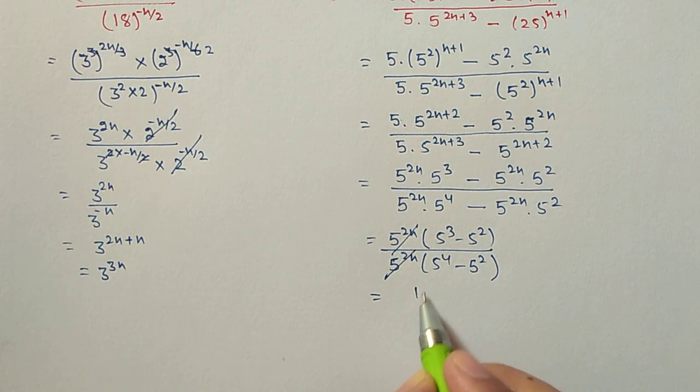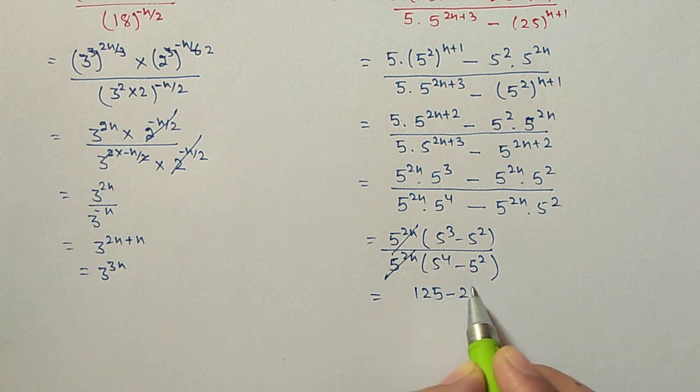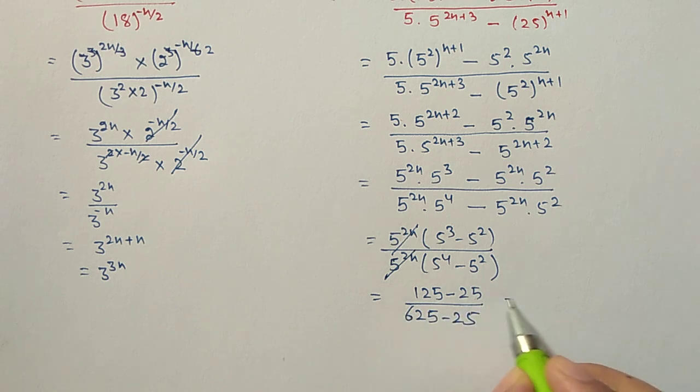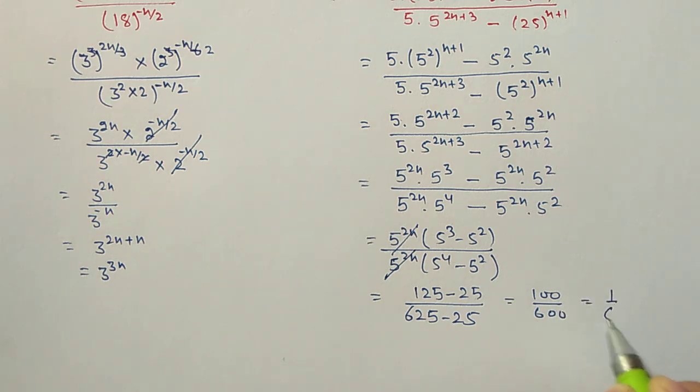5 to the power 3 means 125 minus 25. 5 to the power 4 means 625 minus 25. We will get here 100 divided by 600. So the answer will be 1 by 6.